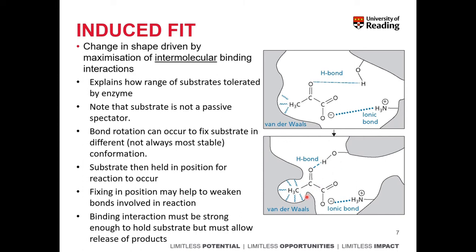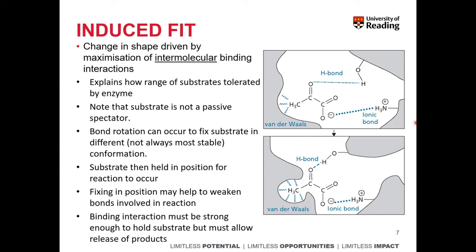Now when these groups interact, they draw the groups in the enzyme closer to them. So we can see here that the region having a van der Waals interaction has caused the active site to wrap around this methyl group. We can see that this hydrogen bond here has shortened, so it's gone from this distance to this distance here, and that's pulled the protein over and around the molecule. And the electrostatic interaction or ionic bond that occurs here has also drawn the amine group closer to the molecule. So the change in shape in the protein is driven by maximizing the intermolecular binding interactions. So these are the binding interactions between the molecule and the groups in the active site.